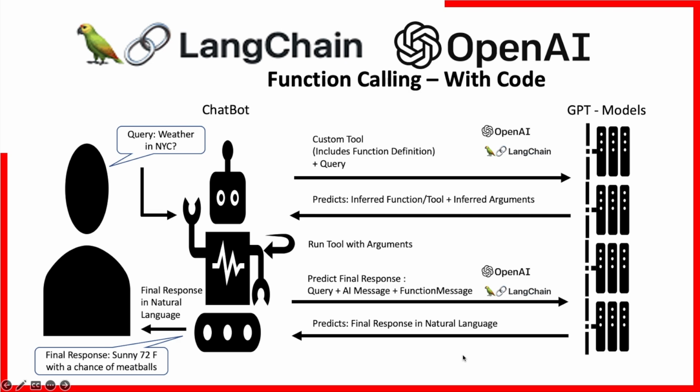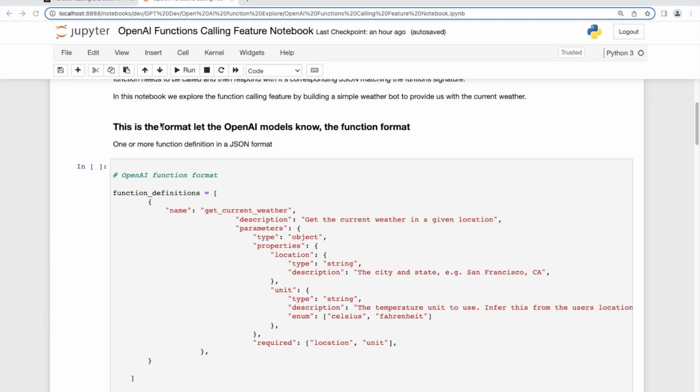Okay, now it's time to jump into the code. In this notebook, we are going to explore the function calling feature by building a simple weather bot to provide us with the current weather conditions.